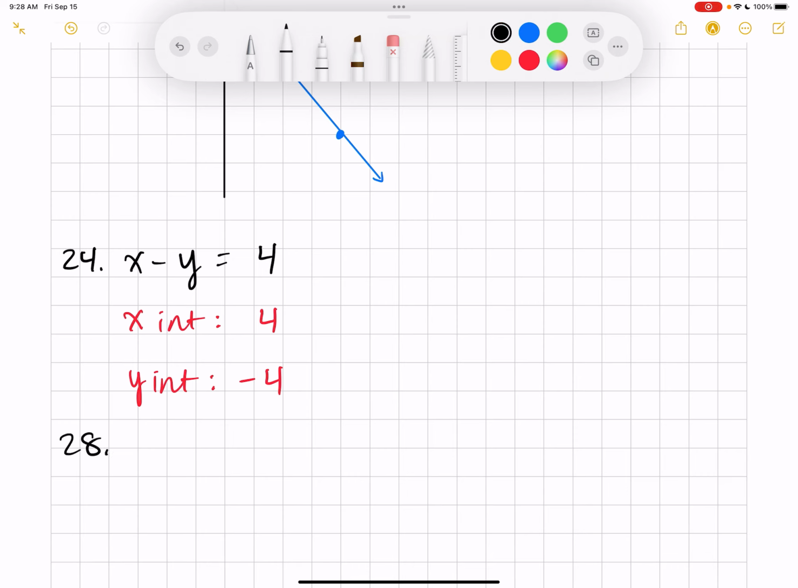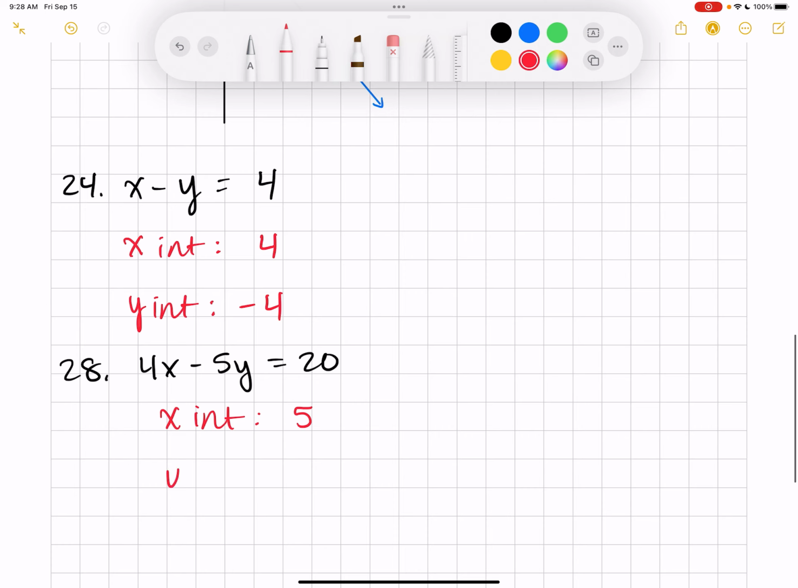One more of those. 28, 4x minus 5y is equal to 20. So what would my x-intercept be for this one? 5. Yes. And my y-intercept? Negative 4. Wait, no. Yeah. Yes, negative 4. We okay with those?